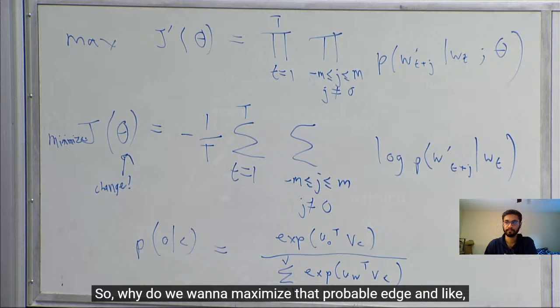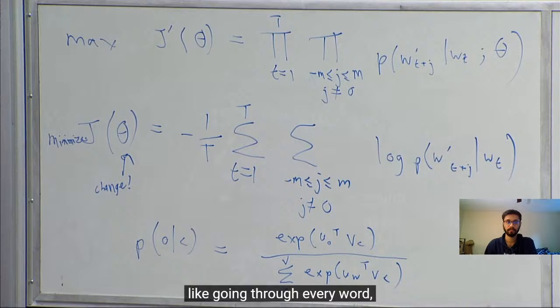Yeah? So why do you want to maximize that multiplication? Like, that's going through every word. It's maximizing the probability of the context word given the word you're looking at, right? Yeah. So I'm wanting to achieve this.